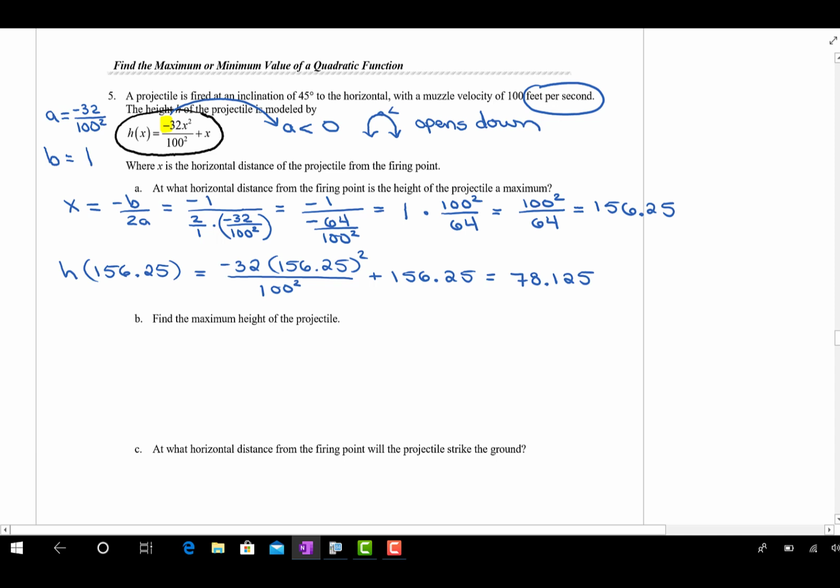Because it says feet per second, I know it's talking about feet. So we're going to label these with the units of feet. So it's going to be 156.25 feet. And that's going to represent the horizontal distance from the firing point.